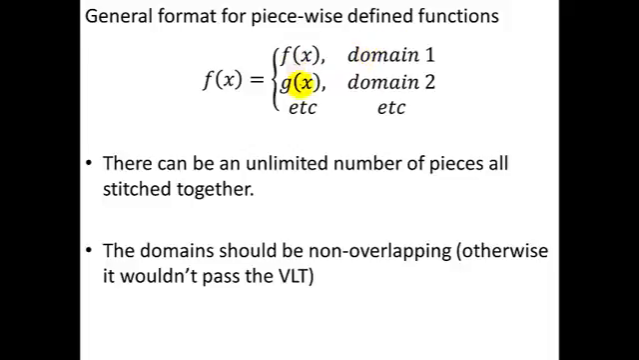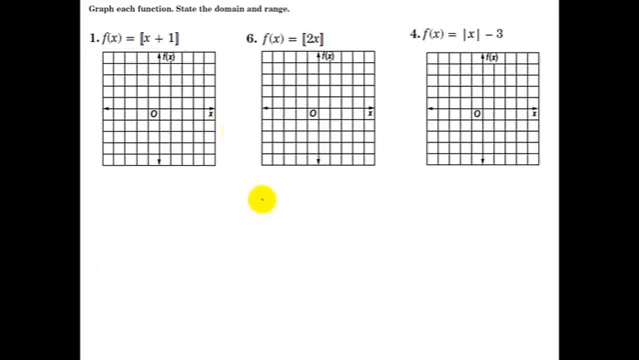And you can have an unlimited number of sections. It could be just 2 pieces, it could be 3 pieces, it could be 50 pieces. It doesn't really matter. And so you stitch all these pieces together. You need to make sure that your domains don't overlap, because if they overlap, then you won't pass the vertical line test and you won't be a function. Alright, let's do some examples.